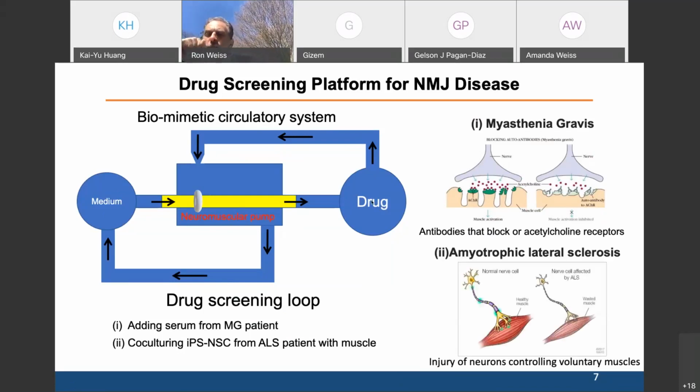Another common disease is so-called amyotrophic lateral sclerosis, which is caused by the injury or death of neurons, so that the neurons cannot interact well with the muscles. So we can get these injured or dead neurons from the iPS neural stem cells of the patient, and then we can co-culture them with the muscle rings. Then we can also think about what the potential drug for this disease is.